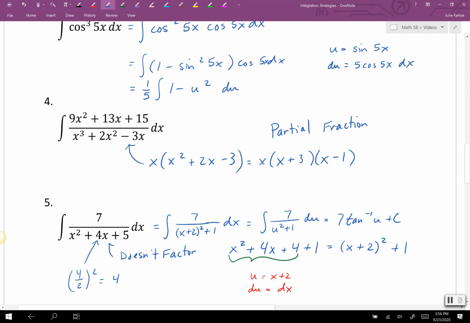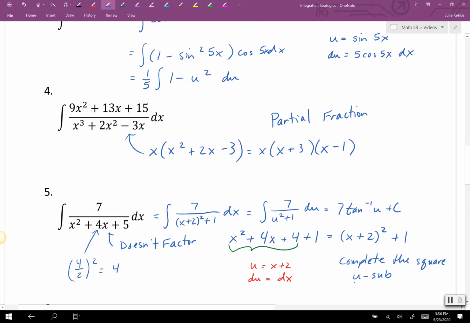And then I could just reverse my substitution. So I was able to use completing the square along with a u substitution and a formula, all in one problem to solve this. So it's a very nice trick to see when you have a quadratic that is not factorable. You can always try completing the square.